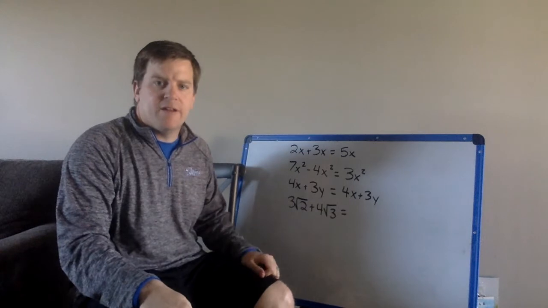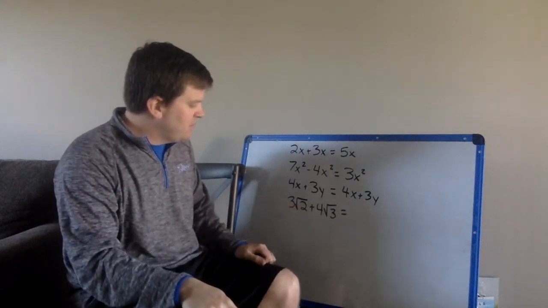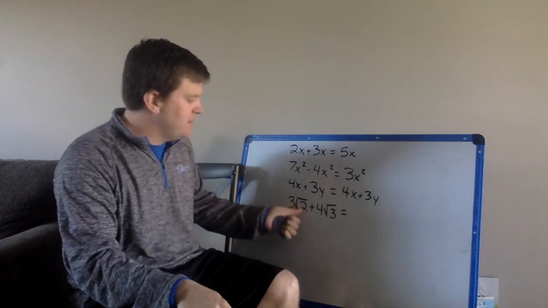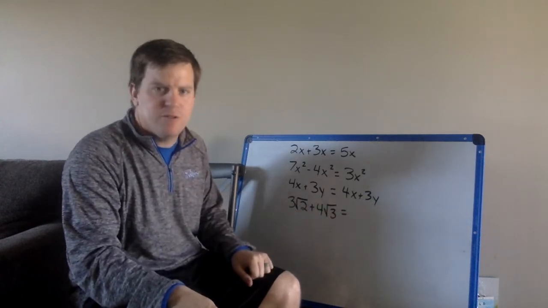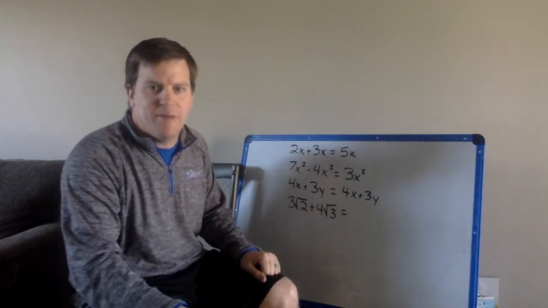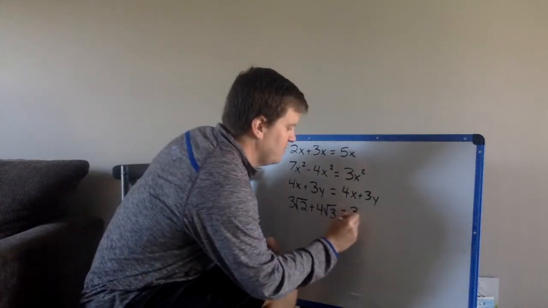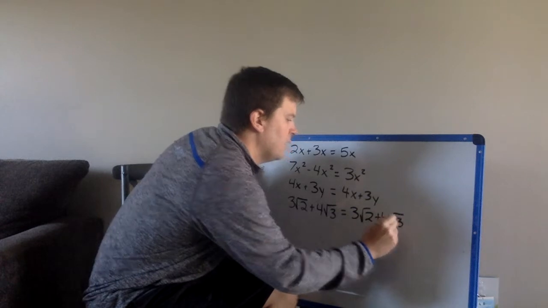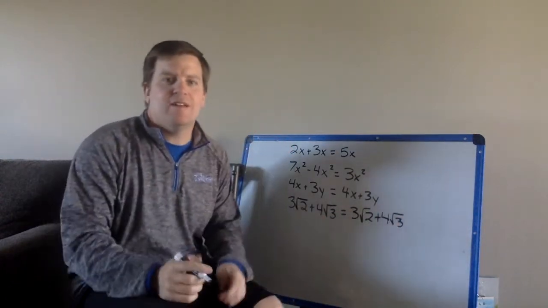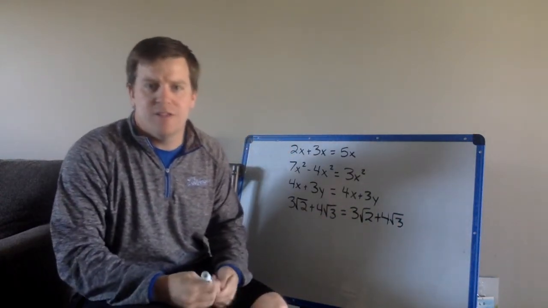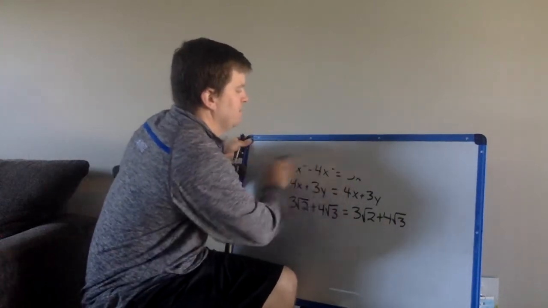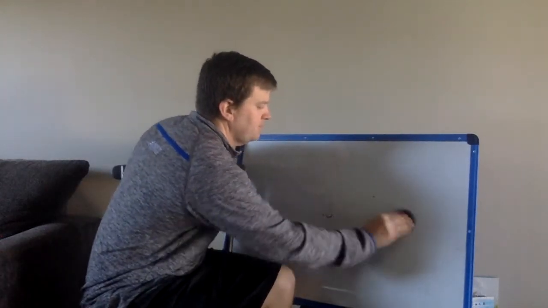Now when we get to radicals, what we see here, we have 3 times the radical 2 plus 4 times radical 3. These are not the same radicals, so just like with variables, we can't combine these. So we have to leave it as 3 square root of 2 plus 4 square root of 3. We can only add and subtract like radicals. Okay, so that's what we're going to work with today when we're working through these adding and subtracting problems.